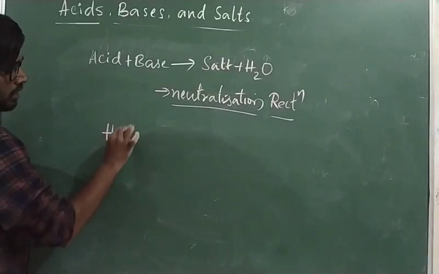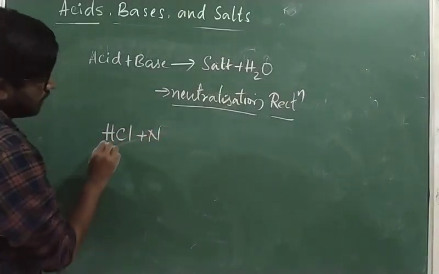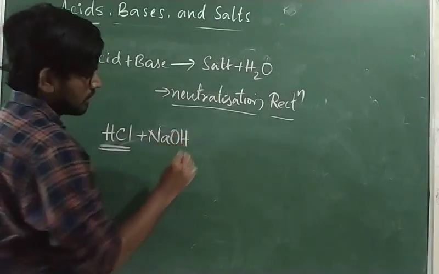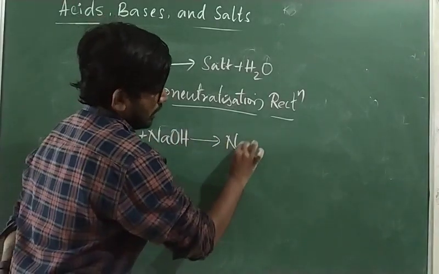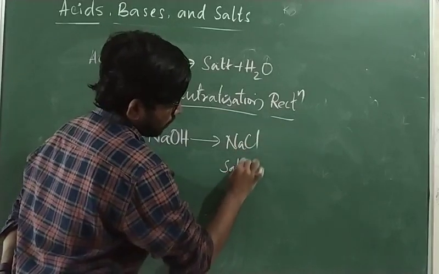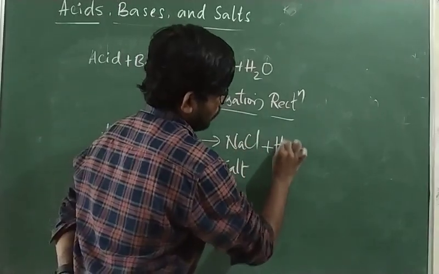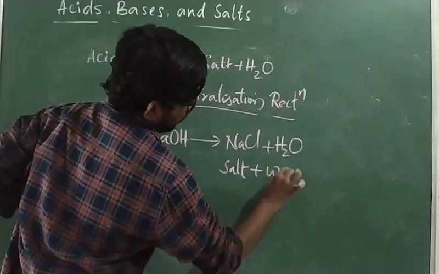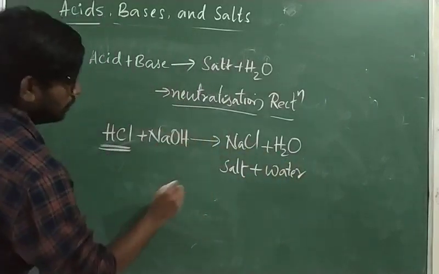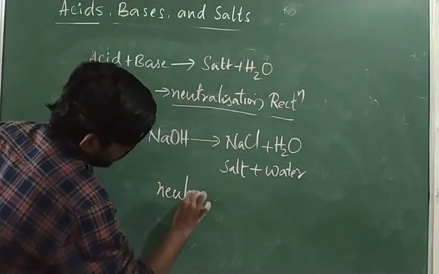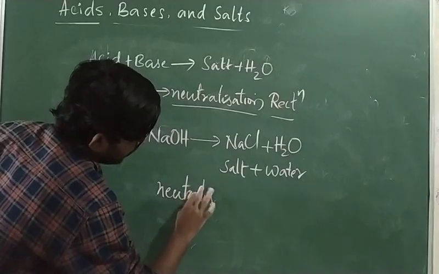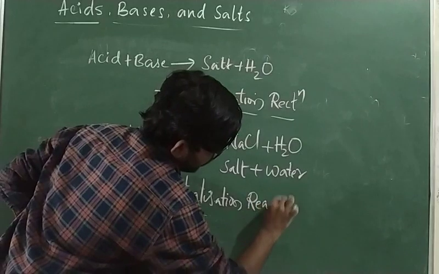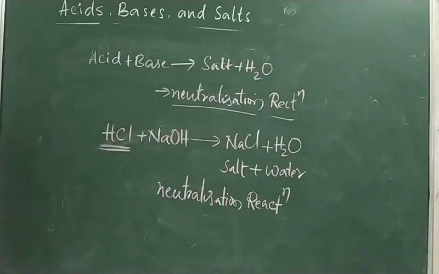Okay, example: HCl plus NaOH. HCl is an acid, hydrochloric acid. It is going to react with sodium hydroxide, giving rise to NaCl. This is nothing but sodium chloride salt, and it gives rise to water. Okay, salt and water are going to form here. This type of reaction, what are we going to call? Neutralization reaction. Okay, next one.